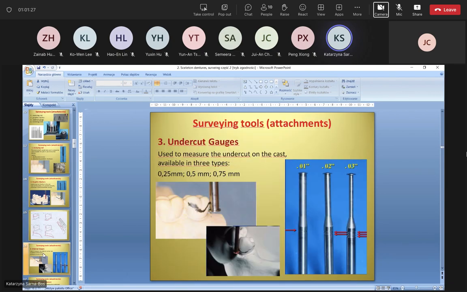And the undercut gauges are used to measure the undercut on the casts. They are available in three types: 0.25 millimeters, 0.5 millimeters, and 0.75 millimeters. This is the undercut gauge, and as you see, it consists of the metal tip and the plate, which is placed at the tip of the device. Thanks to this plate, we can measure the depth of undercut.